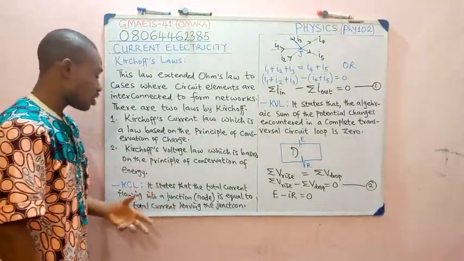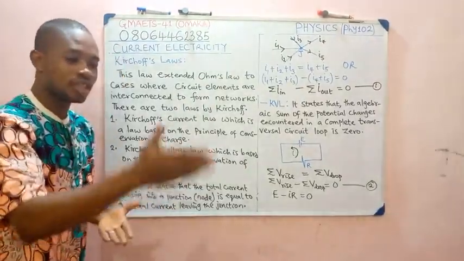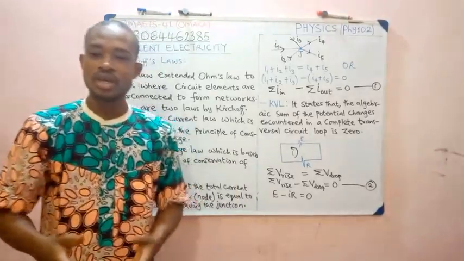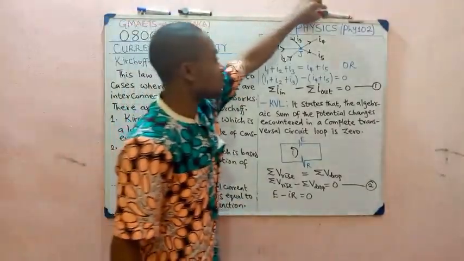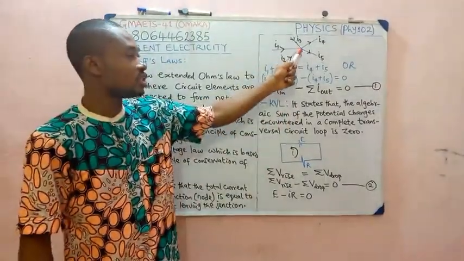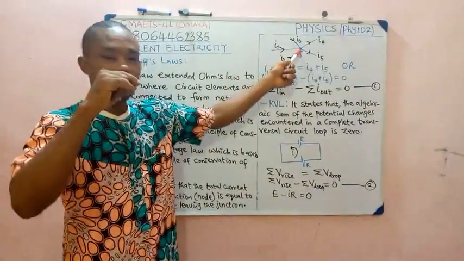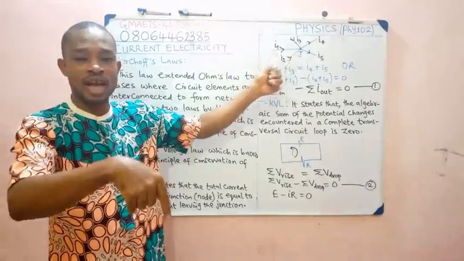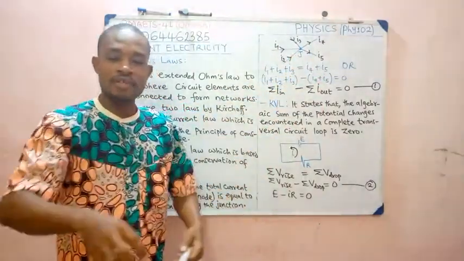KCL, Kirchhoff's current law. It states simply that the total current entering a junction, a principal node, is equal to the total current leaving the junction. We have a sketch on the board here to help us get the idea of what we're talking about. This is a junction. You could see 3 currents entering that junction, that node, I1, I2, and I3. And then 2 currents leaving, I4 and I5.